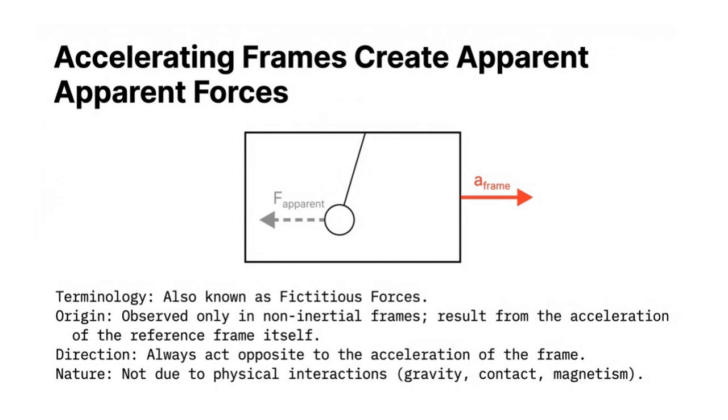The key point is that these forces always act in the direction opposite to the frame's acceleration. For example, if the frame accelerates to the right, an apparent force will seem to push objects to the left. This force doesn't come from gravity, contact, or magnetism, but arises purely because of the accelerating frame of reference. Understanding this helps us explain phenomena that we see inside accelerating systems without invoking any new physical forces.